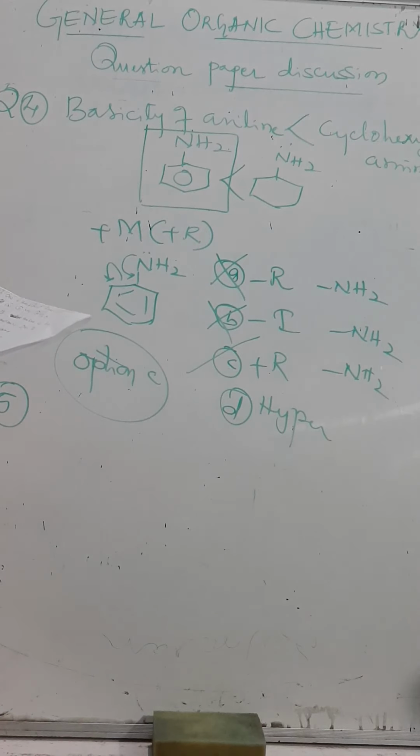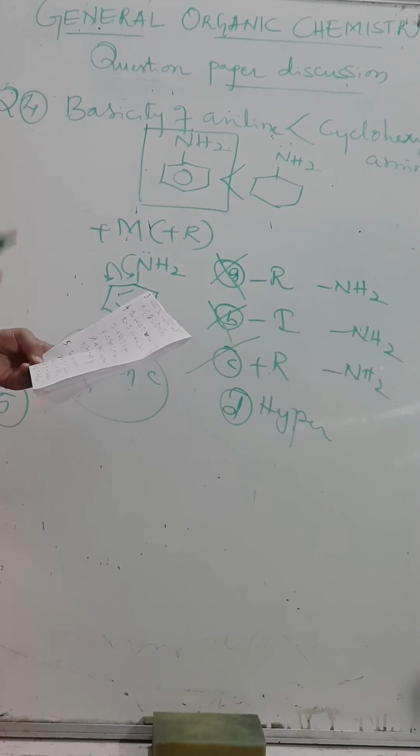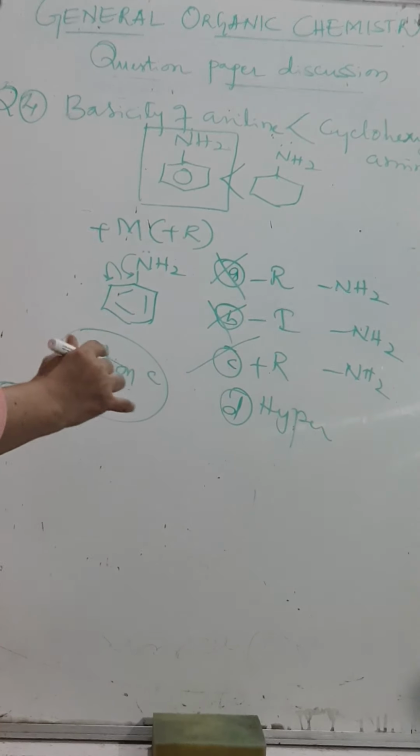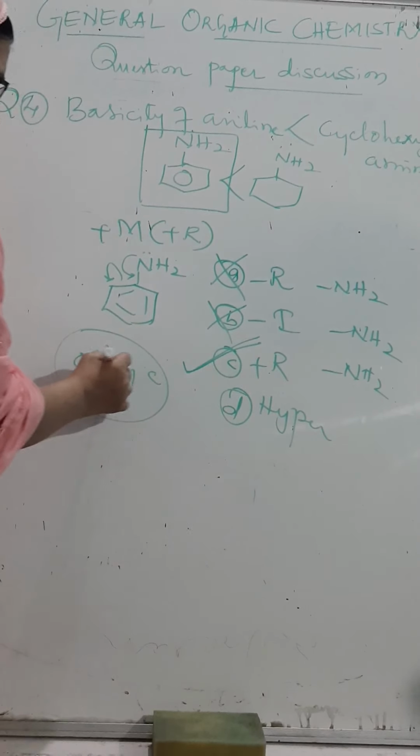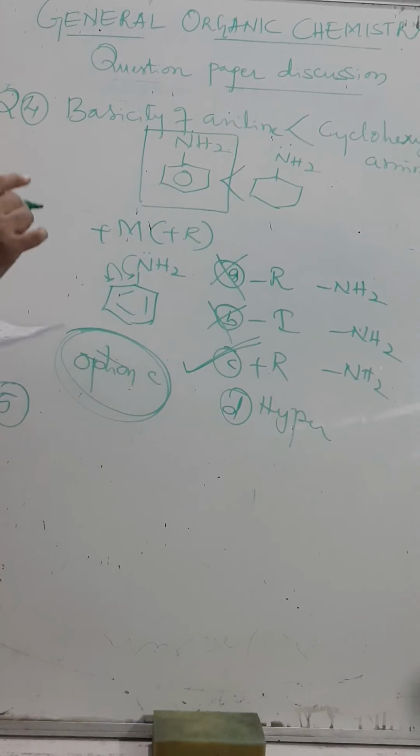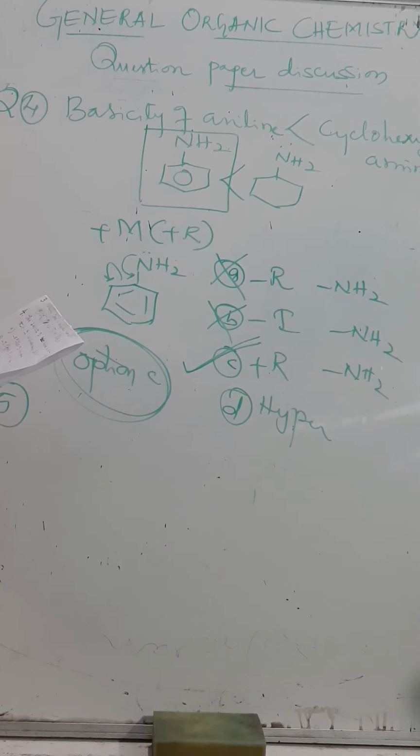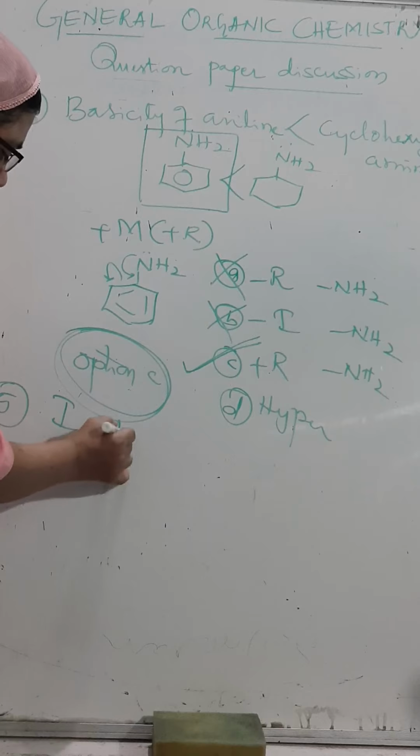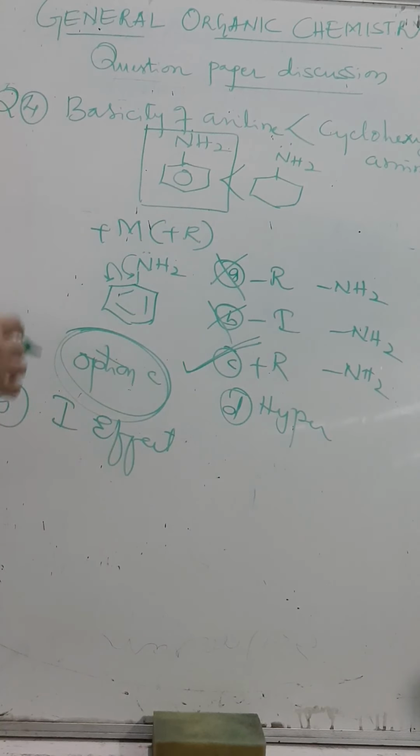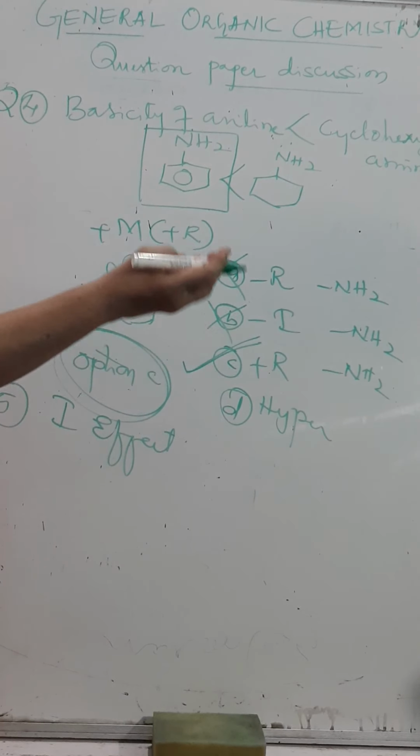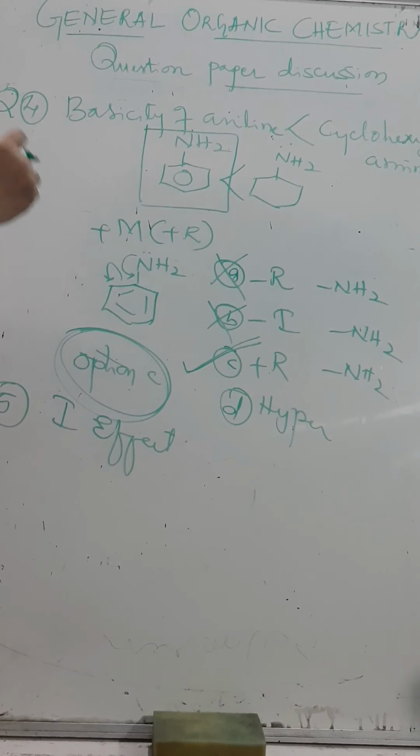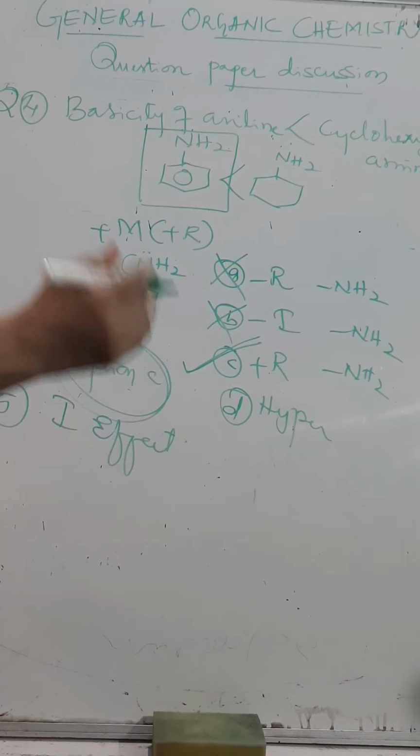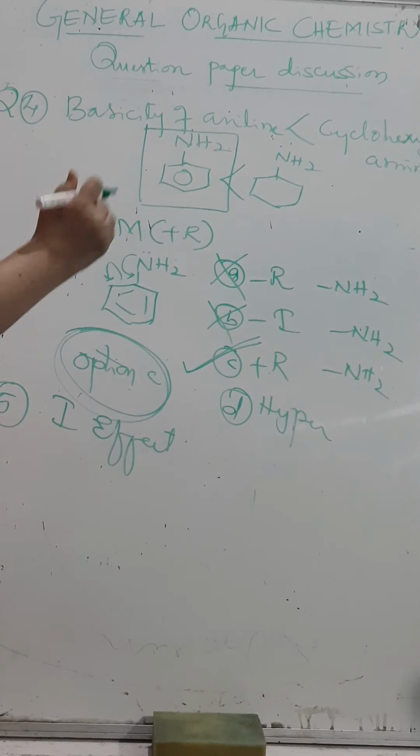Let us move toward question number 5. It is definition based. Inductive effect involved. I have written option C for the previous question. So let us move to the fifth question. What is the symbol for inductive effect? I effect. Good. Do you remember the definition, children? Inductive effect is a permanent effect where polarity is created by displacement of sigma electrons towards the more electronegative element. By keeping this in mind, we will come to the options.